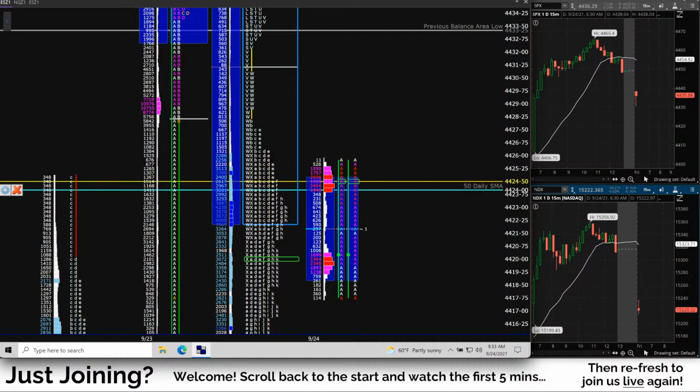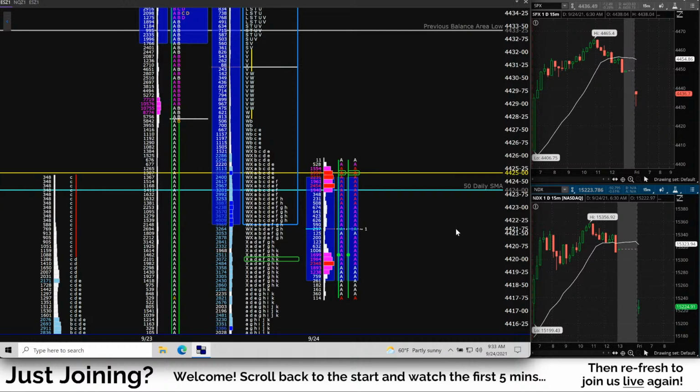Okay, so some people are buying the 50 SMA. That's slightly bullish, but I still think we need some chop here, so I wouldn't be jumping into a trade too quick.